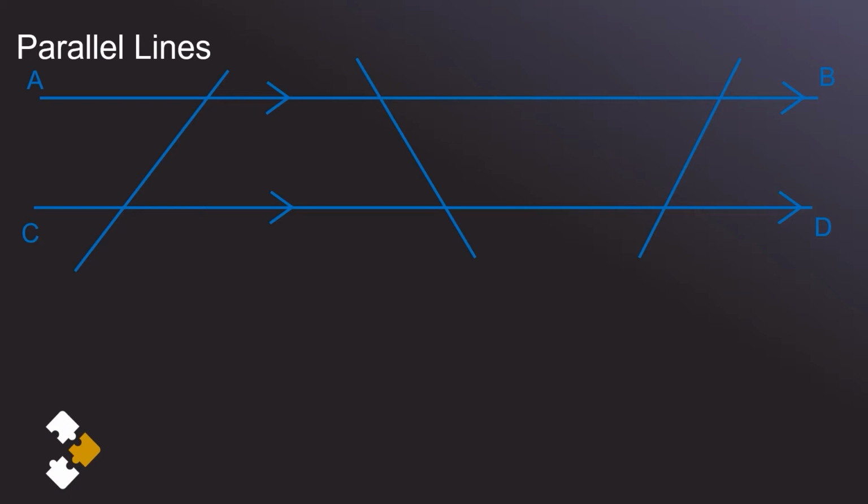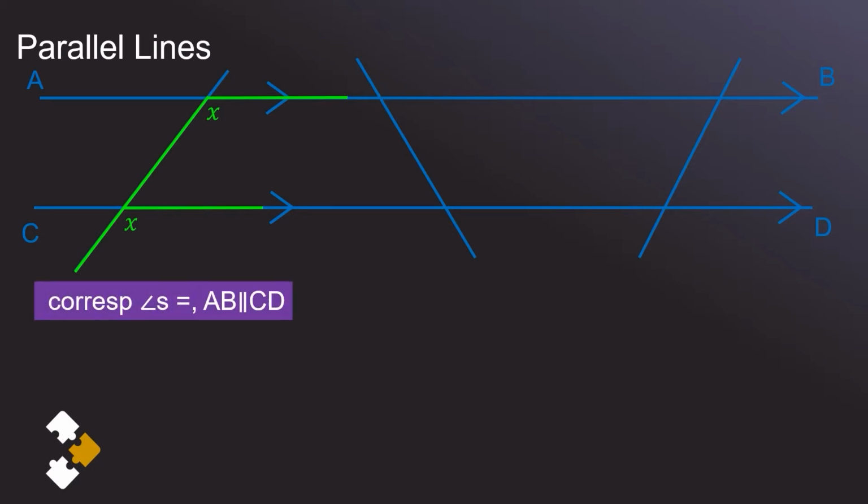Now when we have corresponding angles, what we look for is an F shape. And when we do have that F shape with our parallel lines, we know that those two angles indicated there are corresponding, and as a result they are going to be equal. Then we also have alternate angles, and when we do have alternate angles, we're looking for that Z shape. And again, alternate angles are going to be equal.